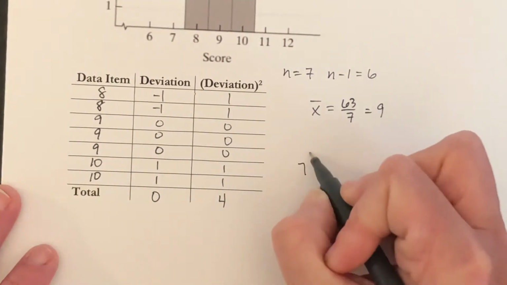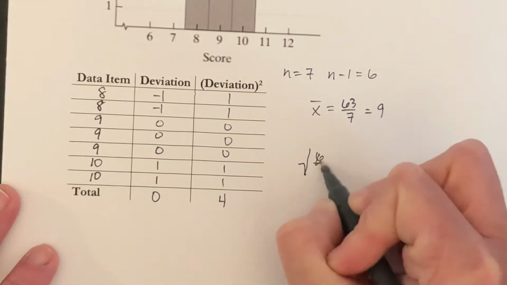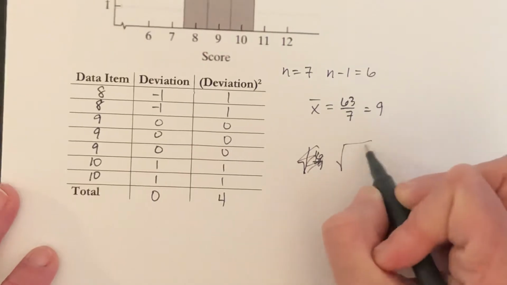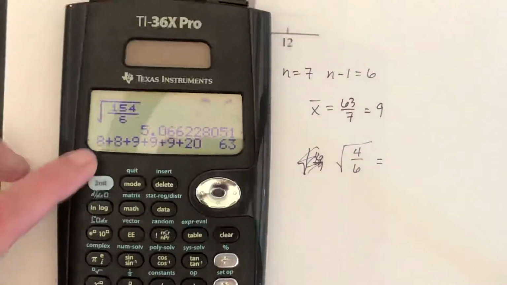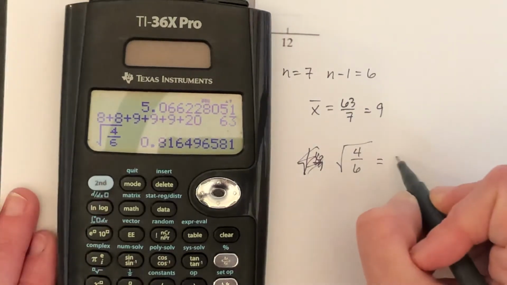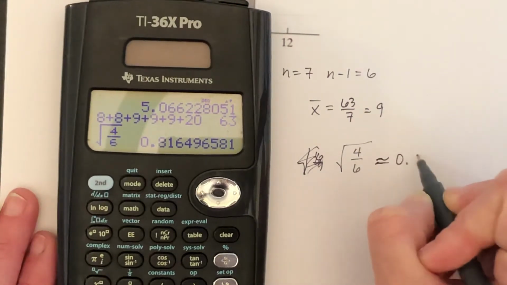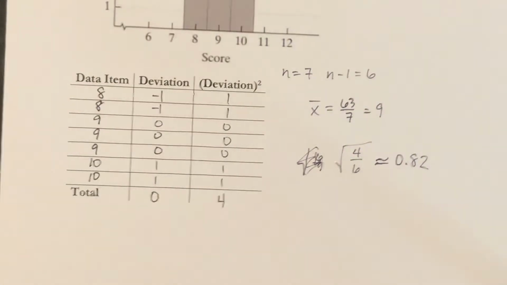So the standard deviation of this will be the square root of 4 divided by 6. And that is approximately 0.82.